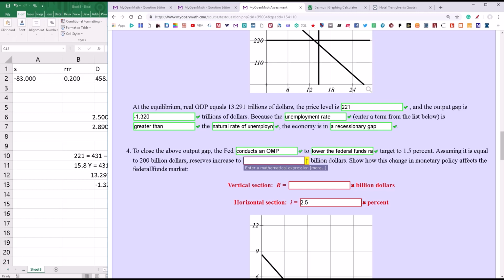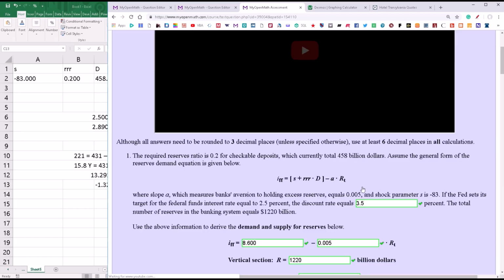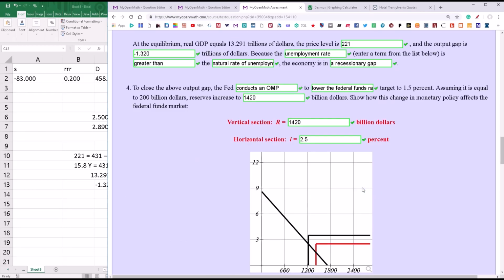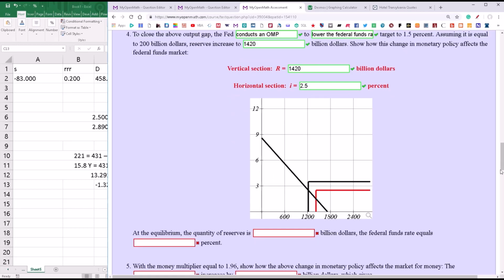Assuming the open market purchase is equal to $200 billion, reserves increase from what it was, 1,220, plus the $200 billion in the open market purchase, right? So this would be 1,420. So the vertical section of the supply curve is at $1,420 billion. So let's hit enter here to see if that works. Okay, so it does, right?